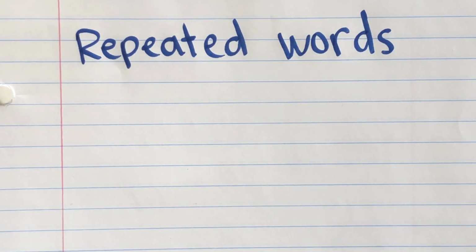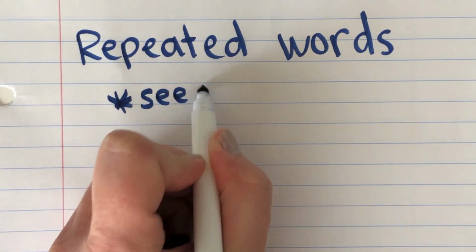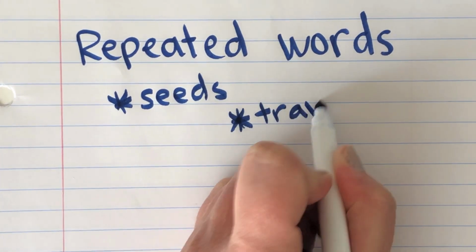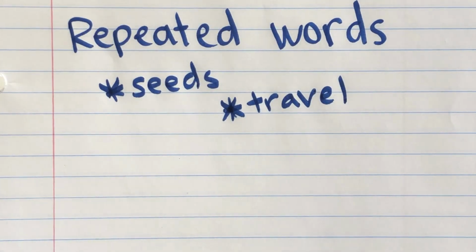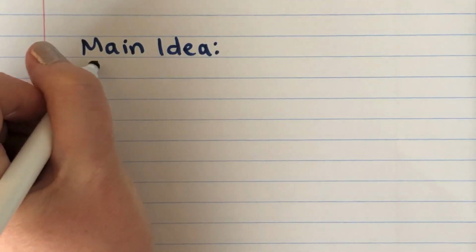As I read this passage, I noticed that the words seeds and travel were repeated many times. So I know that those words are going to be important to my main idea. Now I go back and reread parts of the passage. I notice that it's telling me about why seeds travel and how seeds travel. Now that I've reread and thought about the passage, I'll write the main idea in my own words.